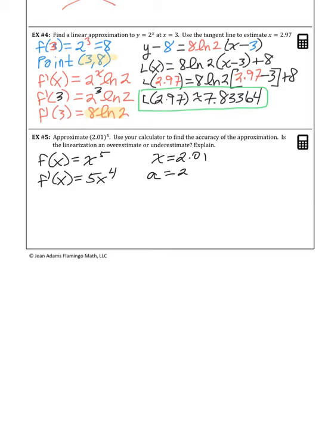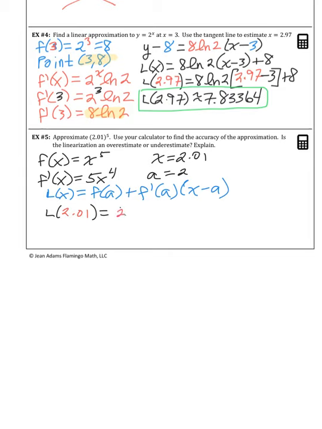So we're going to use that general form of L of x, a function in terms of x, is equal to f of a plus f prime of a times x minus a. So we're going to substitute everything in here. We're going to do L of 2.01, and substitute everything all at once. So L of 2.01 is equal to, our function is x to the 5th power, so our a is 2.